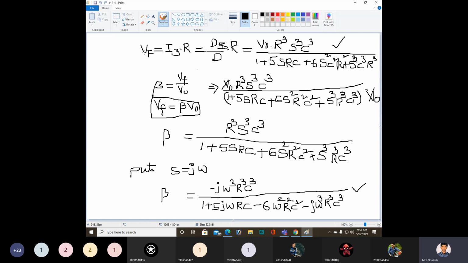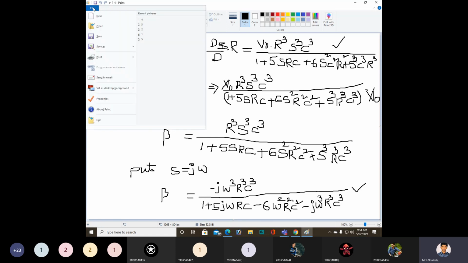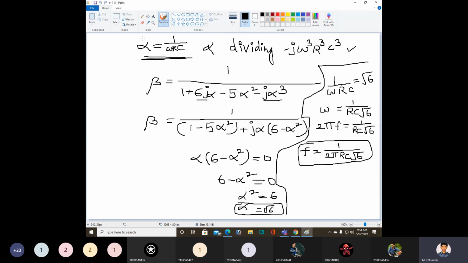If you put S is equal to j omega in the beta equation, then you will get this equation: minus j omega cube R cube C cube by 1 plus 5j omega RC minus 6 omega square R square C square minus j omega cube R cube C cube. From this equation, you need to divide by minus j omega cube R cube C cube and substitute alpha is equal to 1 by omega RC. Then you will get the equation like this.